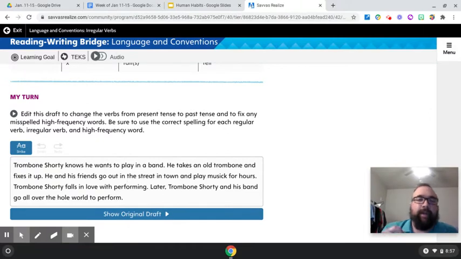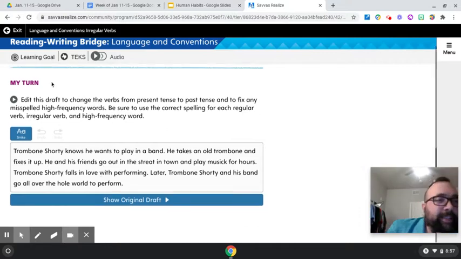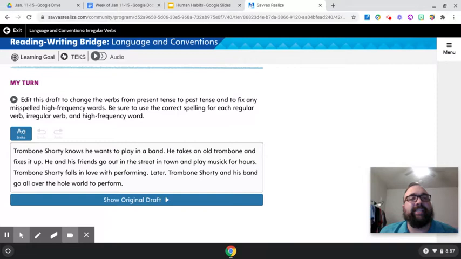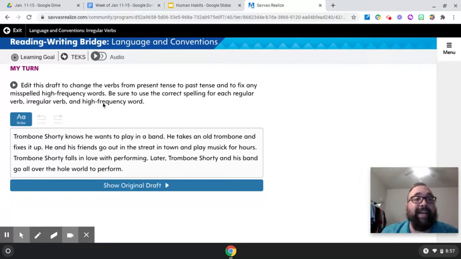Here's some good practice for you. By the way, if you're following me right now and you're like, Mr. Herring, you didn't assign this, it's on page 112. Post a picture once you're done so I can see your great work on irregular verbs. You're going to edit this draft to change the verbs from present tense to past tense and to fix any misspelled high-frequency words. Be sure to use the correct spelling for each regular verb, irregular verb, and high frequency word. Are you ready? Good luck.